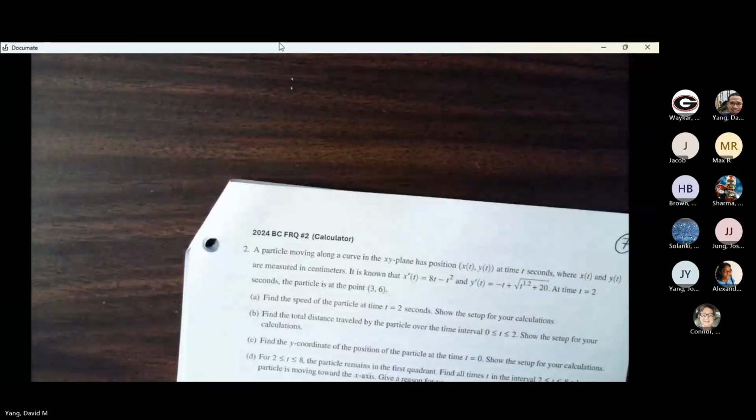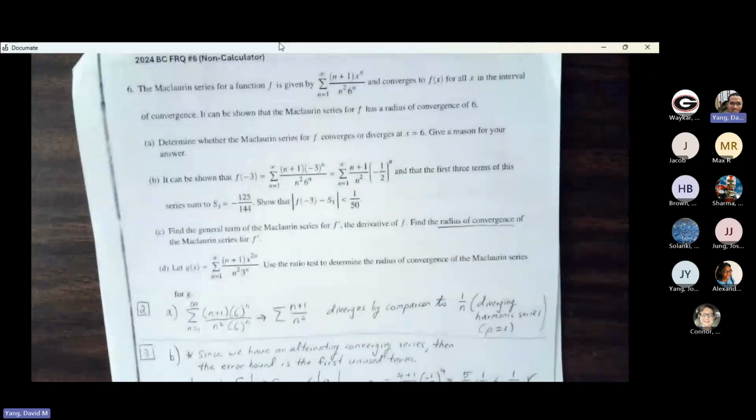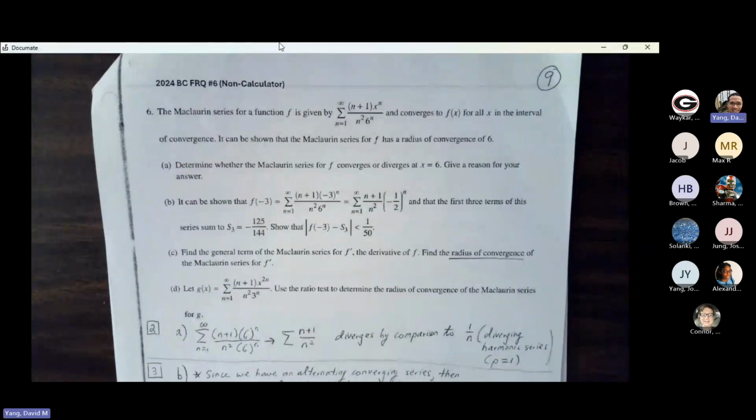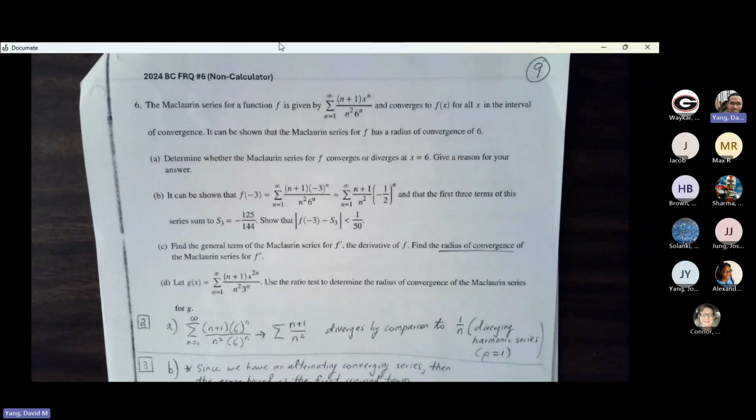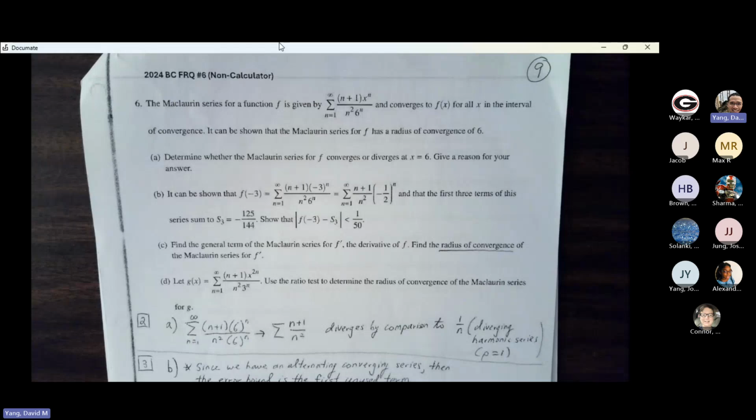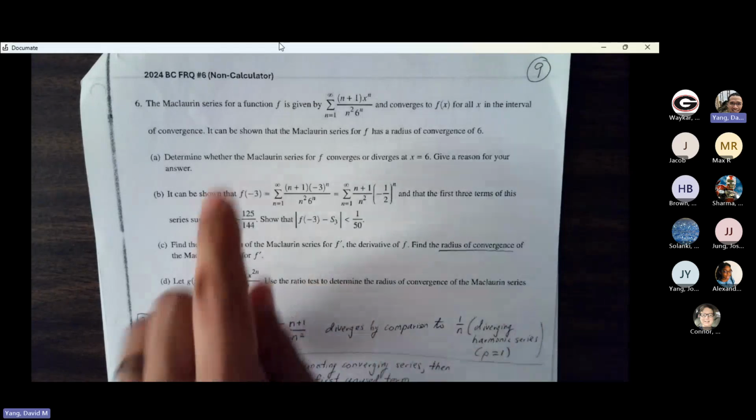Okay, let's finish up with number 6. I find that this number 6 is relatively easy compared to previous number 6s that we've seen. So I'm hoping that you guys will also get an easy one like this on your exam tomorrow, but you guys will let me know soon enough after tomorrow's exam.